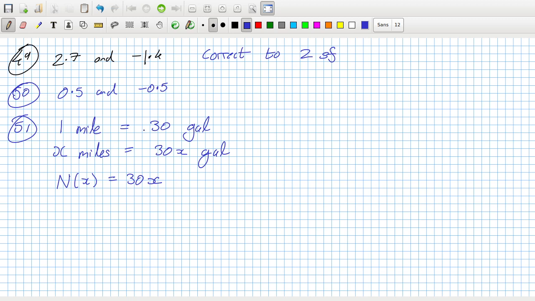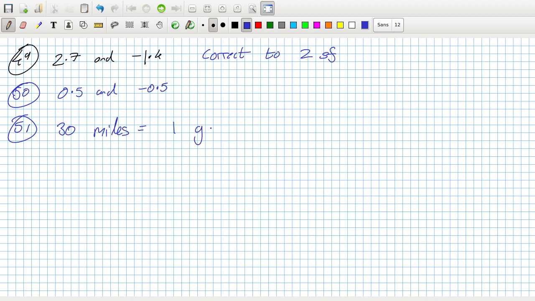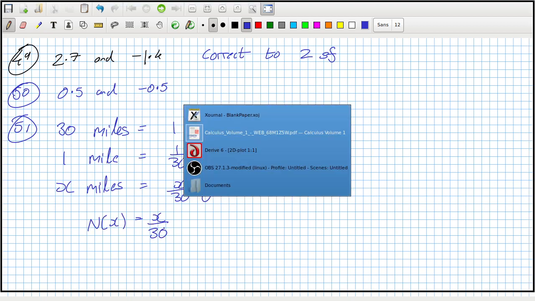I did all right. 30 miles. Oh, 30 miles to a gallon. No, that would be, yeah, not 30 gallons to the mile. Right, 30 miles equals 1 gallon. So that means 1 mile will be 1/30th of a gallon. So x miles would equal x over 30 gallons. So N(x) would be x over 30.